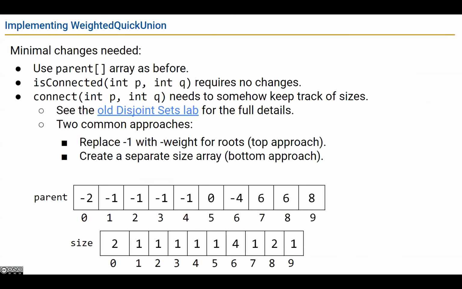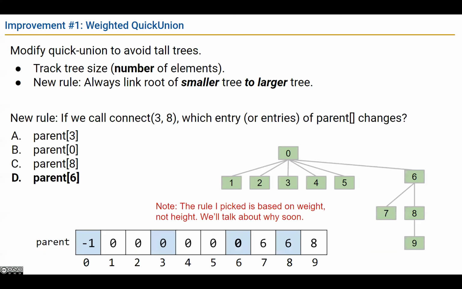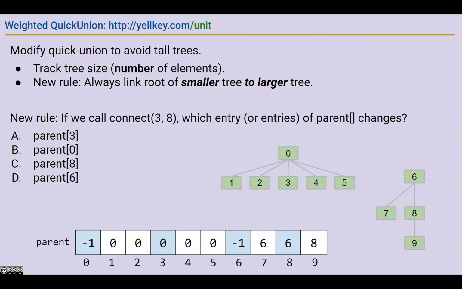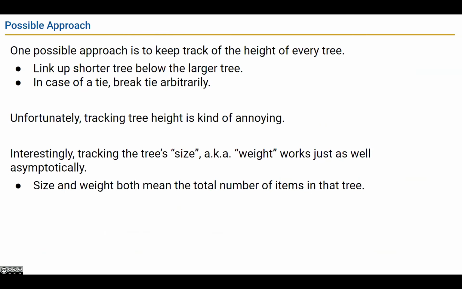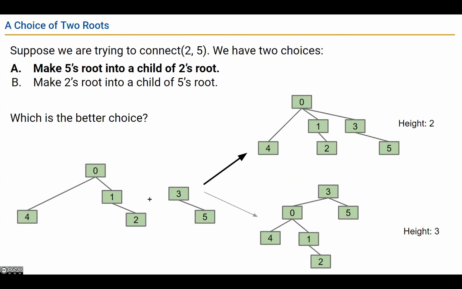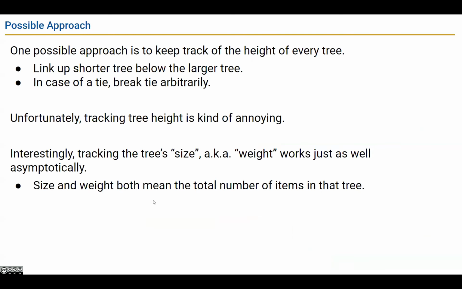OK, thanks. So one quick note I will mention is you might be tempted to say, all of this makes sense, but why did you always link the shorter, or the tree with fewer items, below the tree with more items? That is, when I wanted to compare these two trees, why did I compare that this one had 2 items and this one had 4? Why didn't I compare the heights? Why didn't I say this one is short, this one is tall? Why did I compare the number of items?